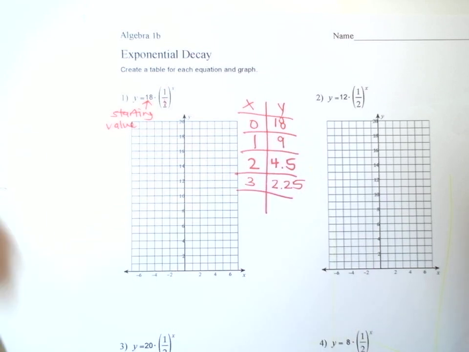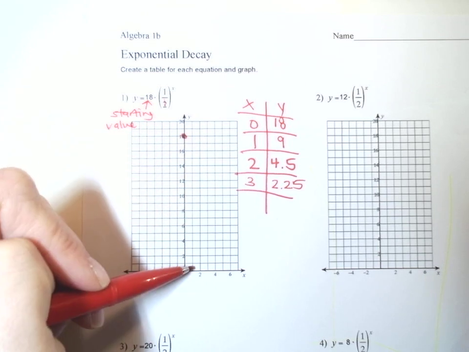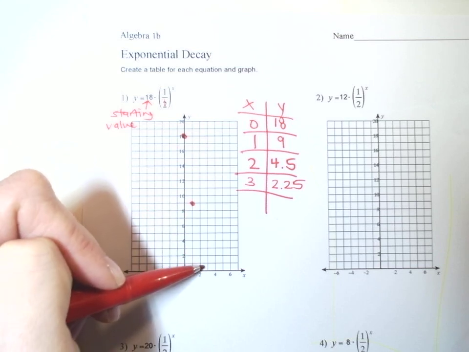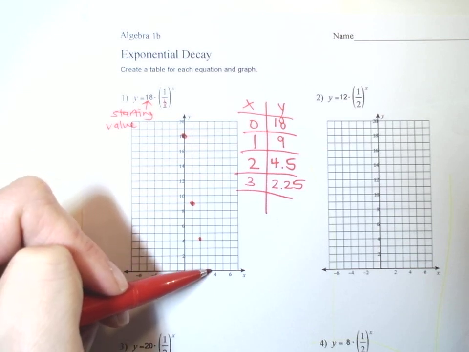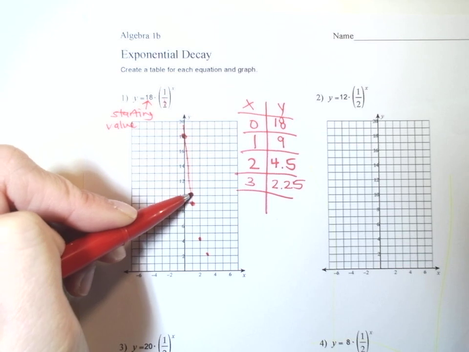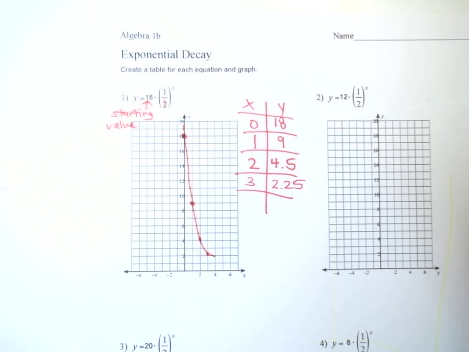So as long as we have a couple points, that's perfect to graph. So we go to 0, 18. We go to 1, 9. We go to 2, 4.5. And we go to 3, 2.25. And there's our sketch.